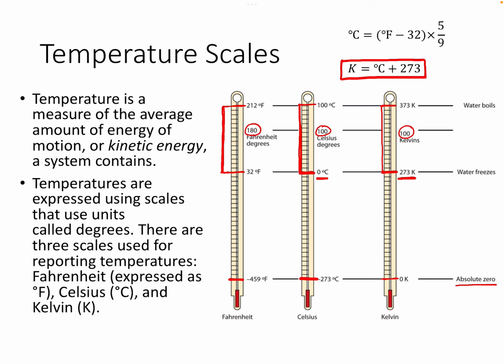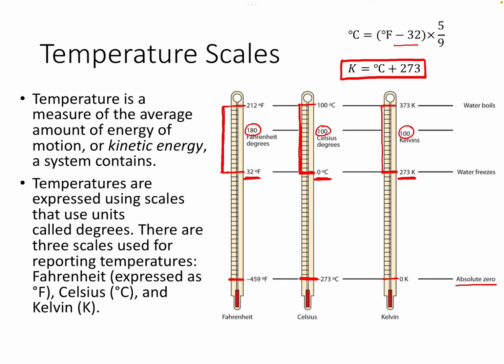However, if we want to convert between Celsius and Fahrenheit, it's much more complicated. So the way we do this is we look at the difference between the freezing points of water. So 0 versus 32. So if we want to convert Fahrenheit to Celsius, we have to subtract 32 from our temperature in Fahrenheit.